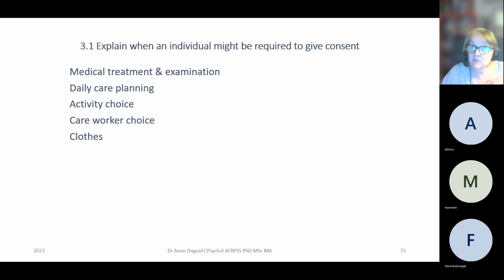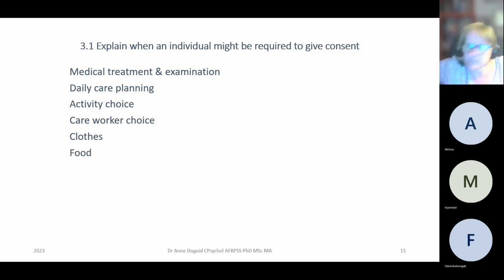What do you want to wear today? Do you want to wear your red jumper, your blue jumper? What do you want? What colour? Some people only want to wear boring sort of browns and blacks. Some people are like, give me the bright yellow jumper. And even if you're thinking, oh my Lord, this is terrible, they have the right. Food.